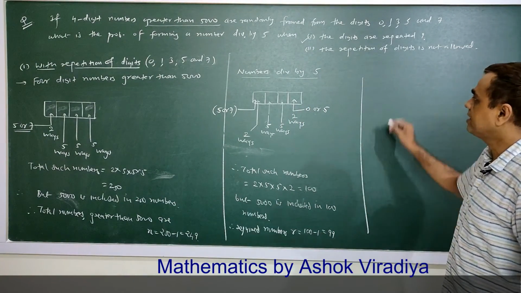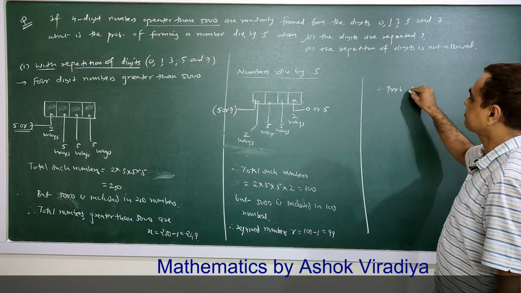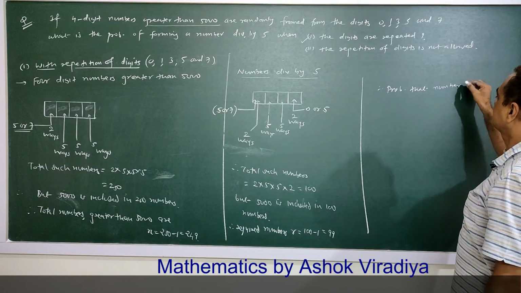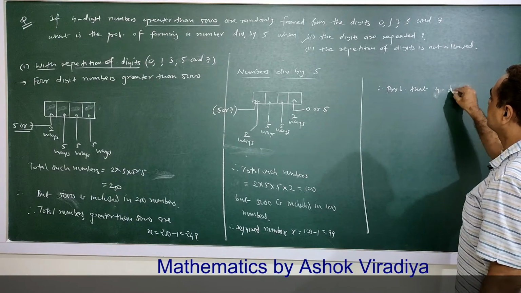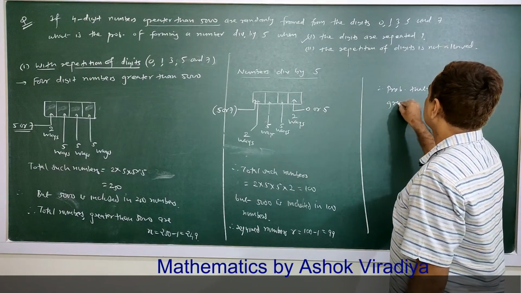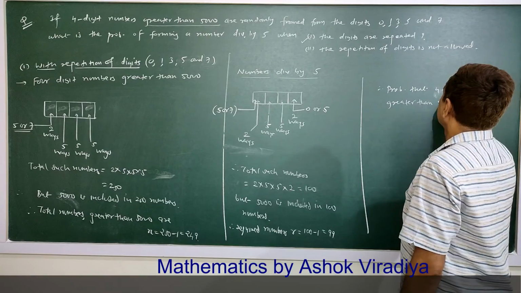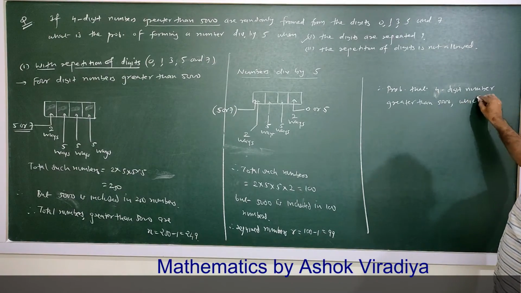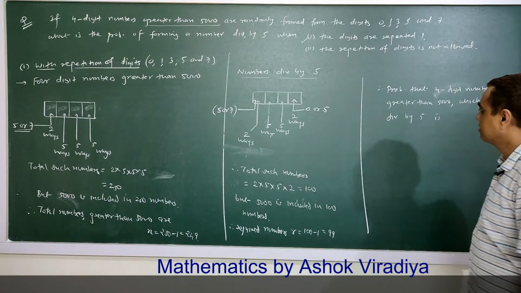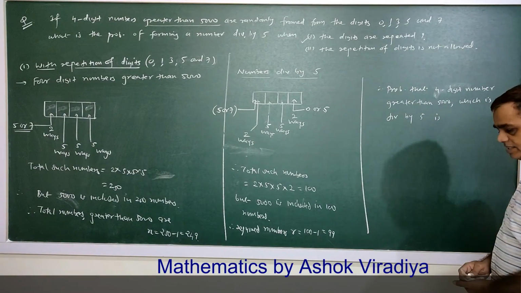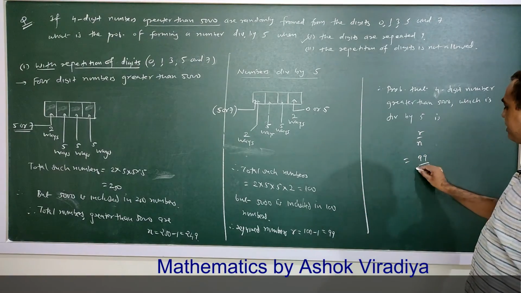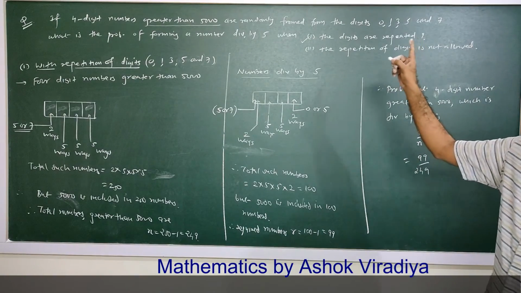So required probability, therefore probability that number is 4-digit number greater than 5000, which is divisible by 5, is R upon n, that is 99 by 249. So this is probability of first event.